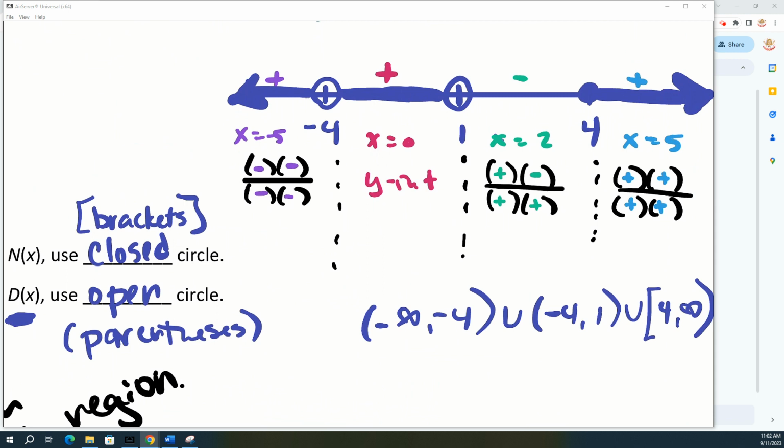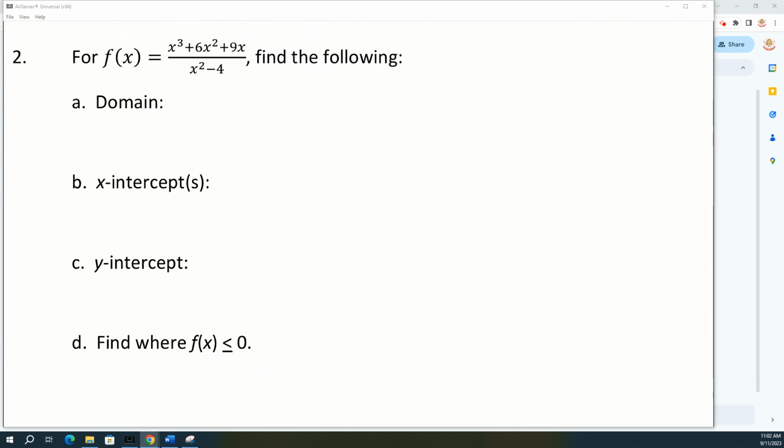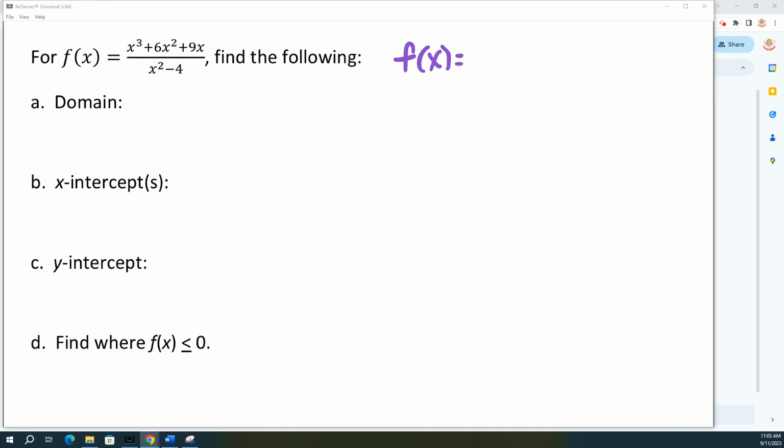Are y'all okay? Okay, we're going to do another one. It's just the same thing, same steps. All right, so when we're needing to find the domain and x-intercepts and where a function is positive or negative, we definitely need to factor it.